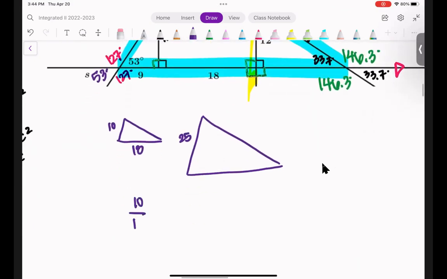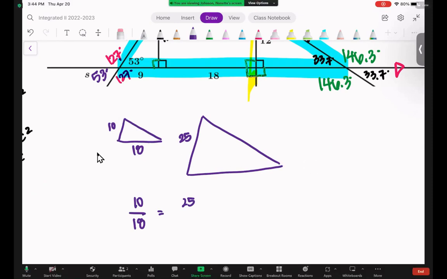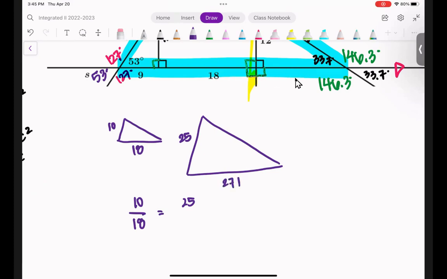We're going to write a proportion that looks like this. 10 over 18: left side of small over bottom side of small, right? Is going to be left side of big over bottom side of big. But we know that this bigger side here is 9 plus 18 plus I don't know, so that's over 27 plus x.